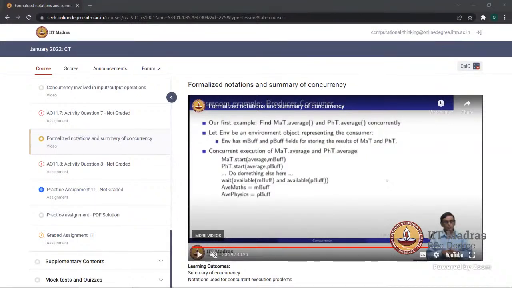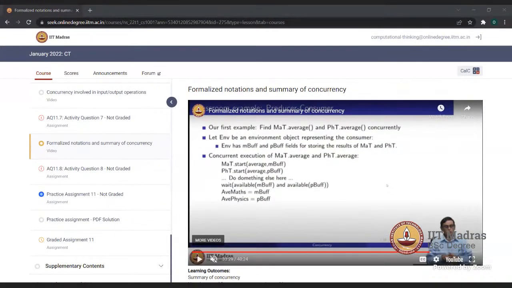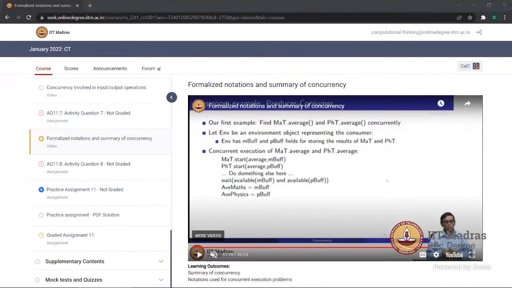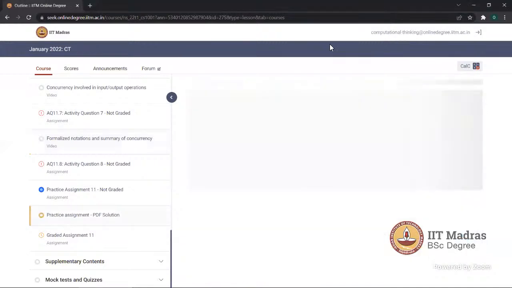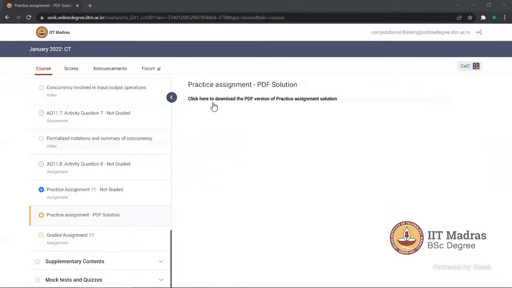So we have already reached 8 o'clock. Divya, maybe some other time. And trust me, this particular practice assignment solution is very detailed. Please go through it.